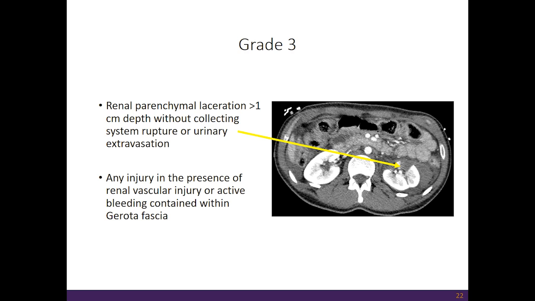A grade 3 injury is going to be a renal parenchymal laceration that's greater than 1 centimeter in depth without collecting system rupture or urinary extravasation. Here we have a kidney where there's a large portion of the anterior aspect of the kidney that is no longer being perfused. There is surrounding perirenal hematoma. And any injury in the presence of renovascular injury or active bleeding contained within Gerota's fascia would be included in a grade 3 lesion as well.